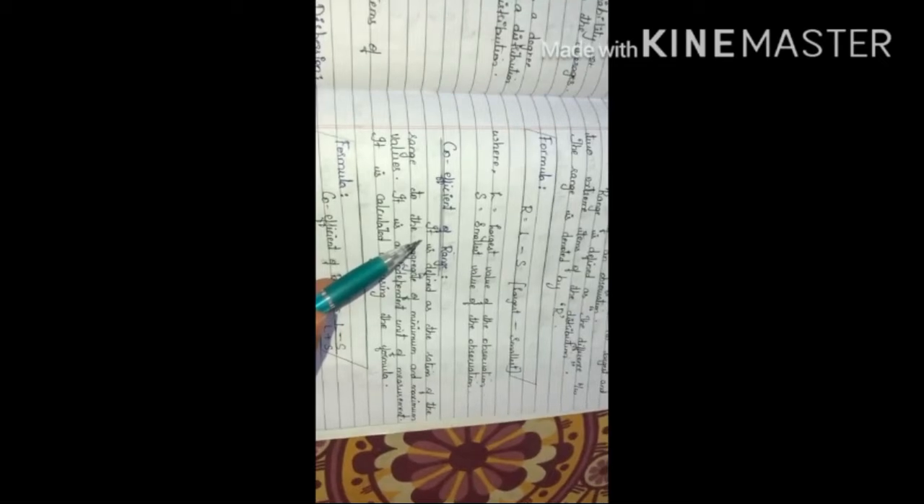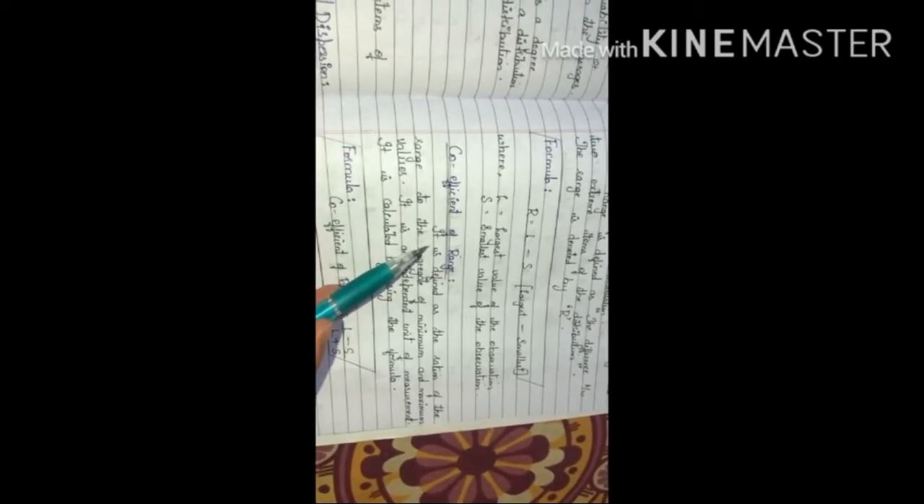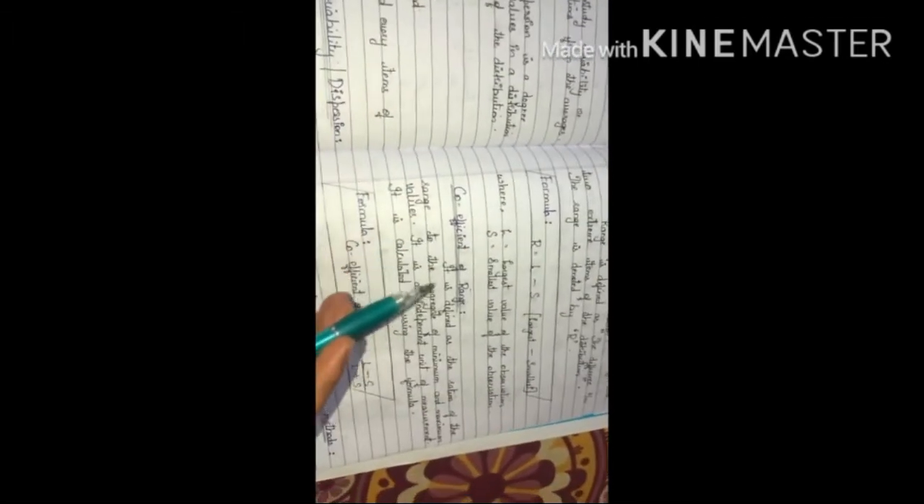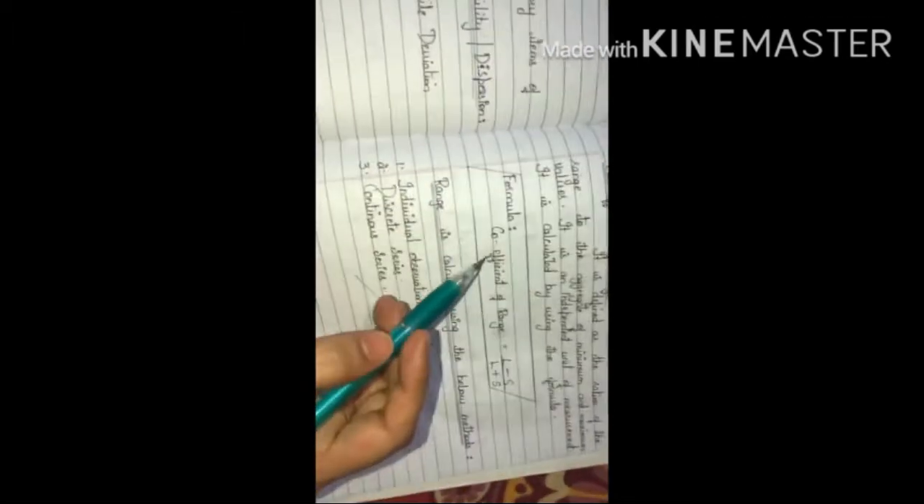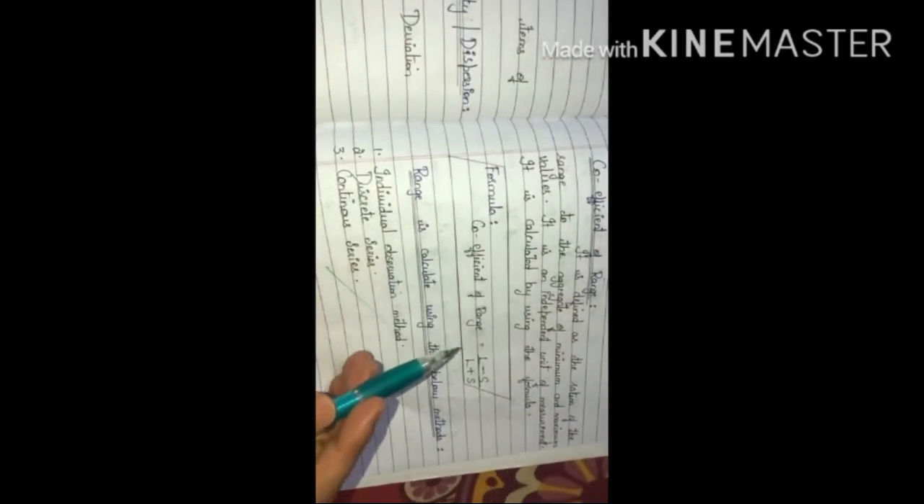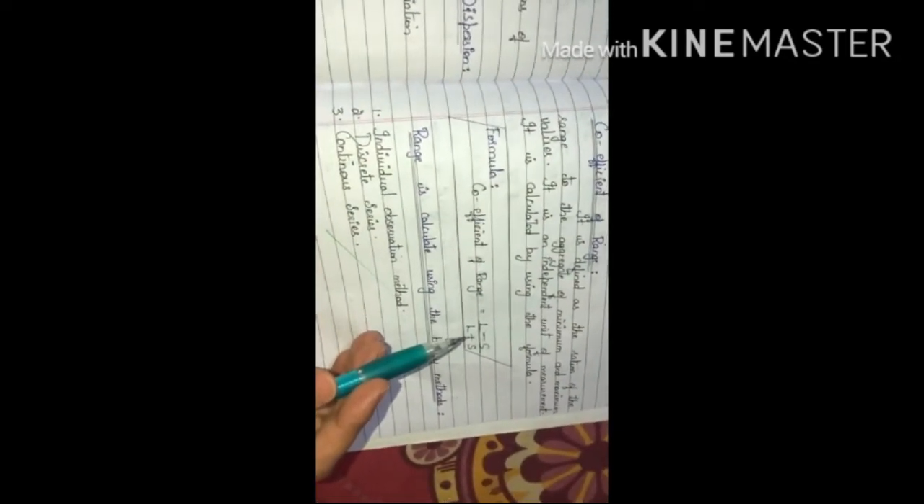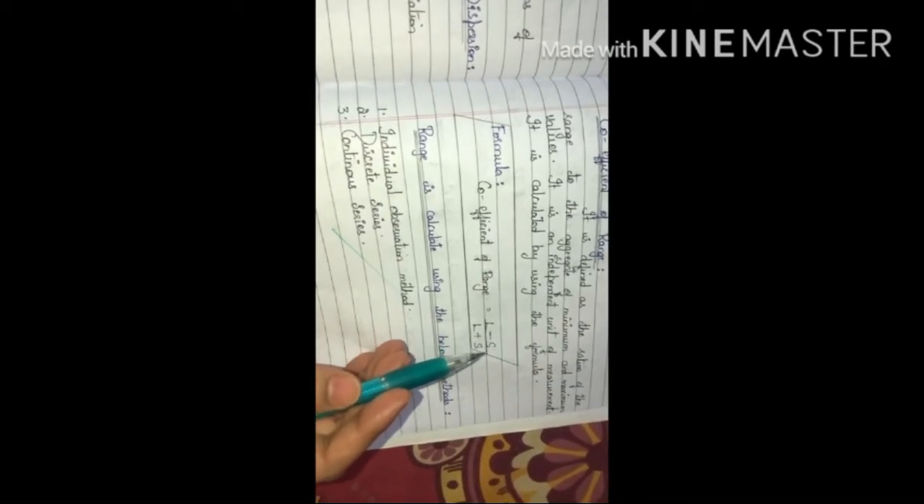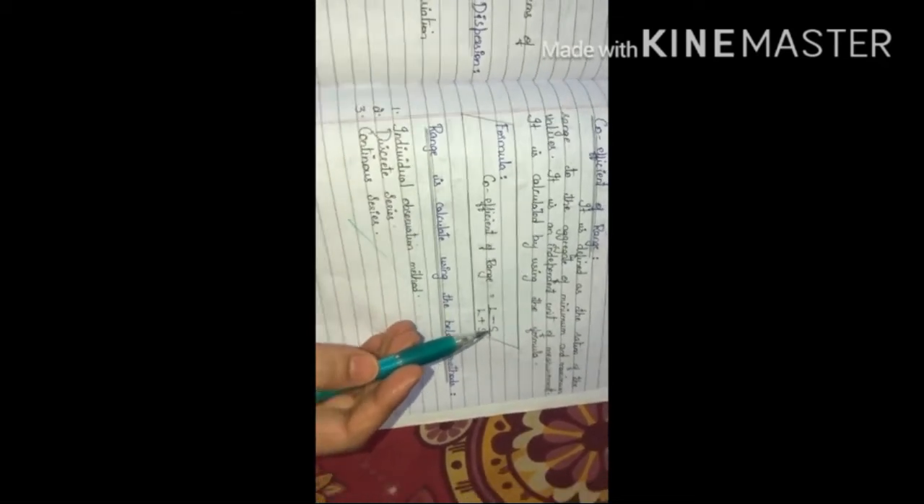Next is coefficient of range. Whenever in the question they ask you to identify the value of range, it is understood that along with the range you should also calculate the coefficient of range. The formula for coefficient of range is L minus S divided by L plus S. L is the largest value, S is the smallest value.